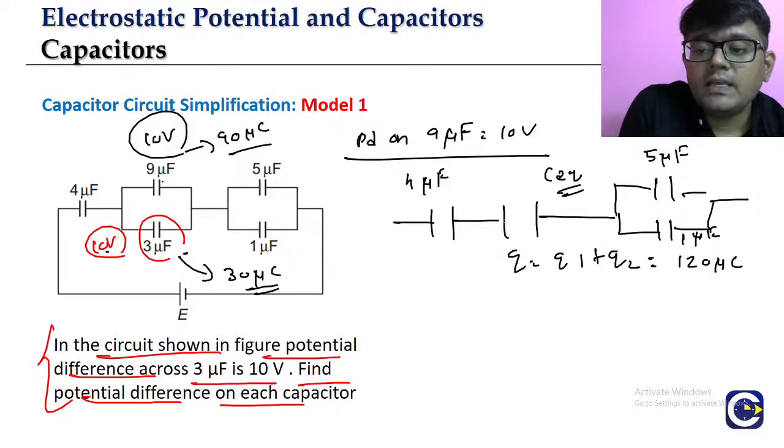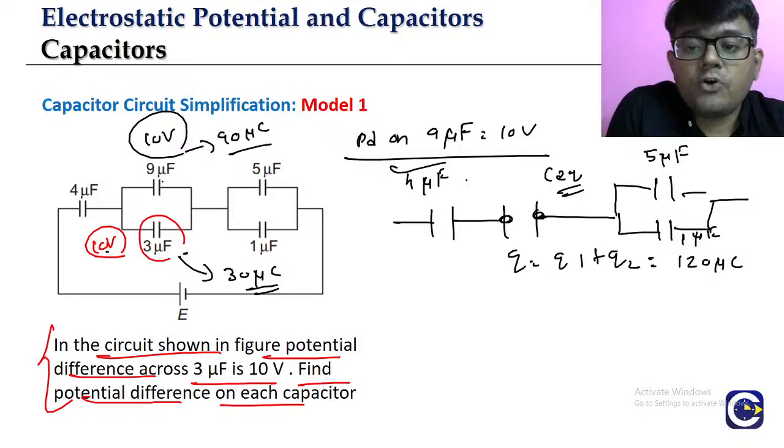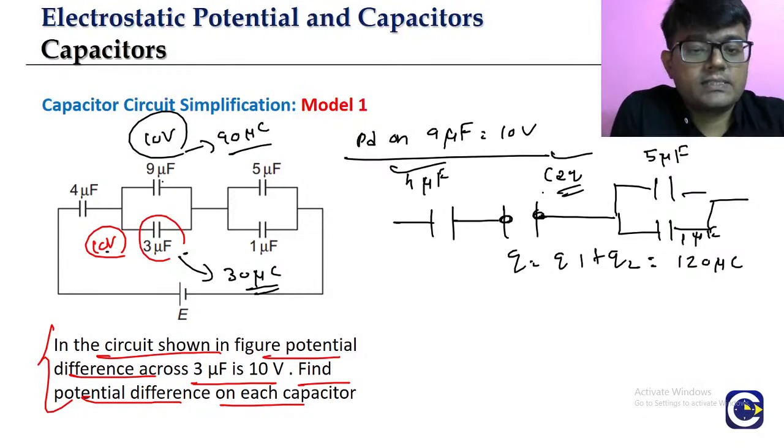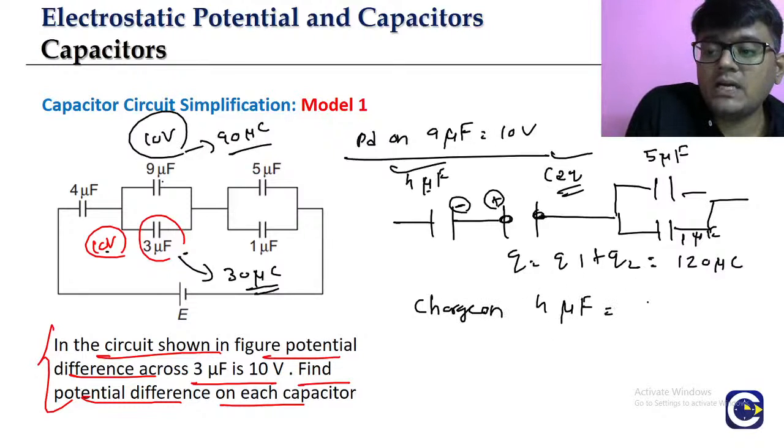So now look, on this equivalent capacitance, what is the charge? 120 microcoulombs. How are the 4 microfarad and the equivalent connected? Series combination, right? Series combination means if this side there is negative, this side there will be positive, but they will have equal charge. So the charge on the 4 microfarad is how much? 120 microcoulombs.